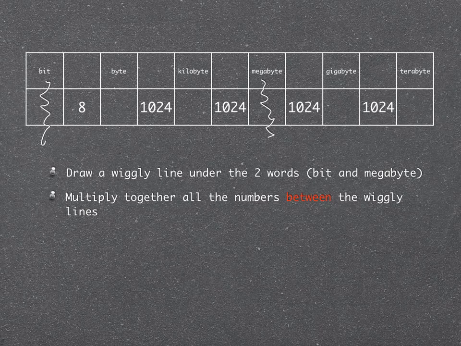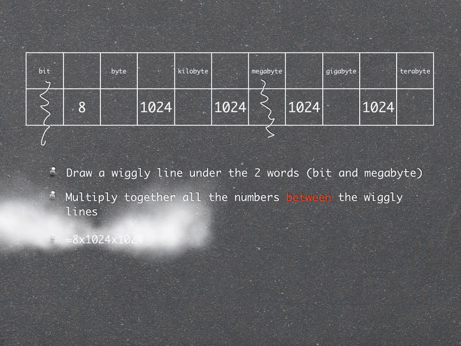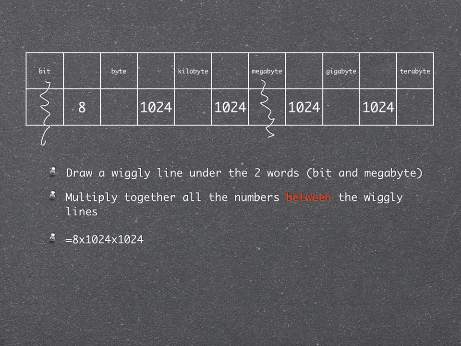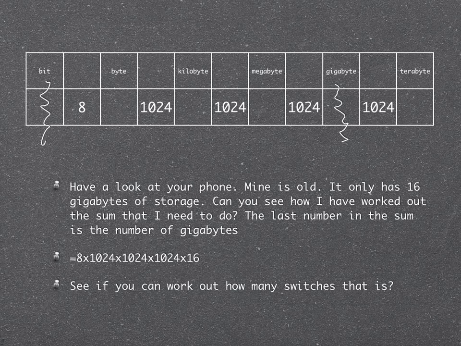Then we multiply together all the numbers between the wiggly lines. That would be 8 times 1024 times 1024. When you do that on a calculator, because you'll do that on a calculator surely, that comes to 8,388,608 bits, or 8.5 million switches. So if you find something that's 1 megabyte large, that's 8.5 million switches. That's an awful lot of switches.